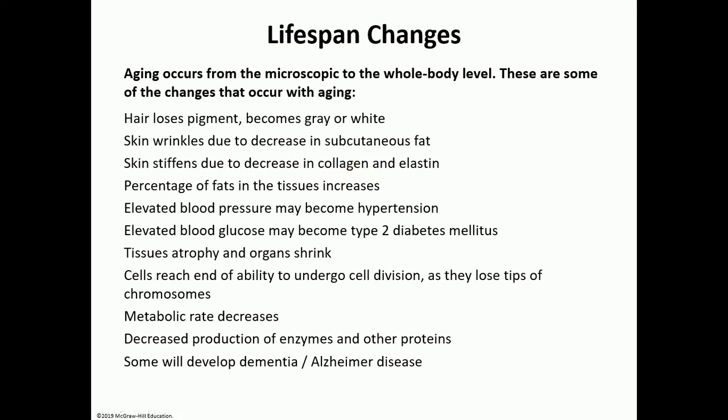Blood pressure starts to increase, and that can lead to hypertension or high blood pressure. The occurrence of type 2 diabetes, which is the adult onset kind, is also something to look out for as we age. Generally speaking, the tissues are going to become atrophic and the organs start to shrink, but that doesn't really affect the function of some organs. For instance, the aging process doesn't really affect the liver much.